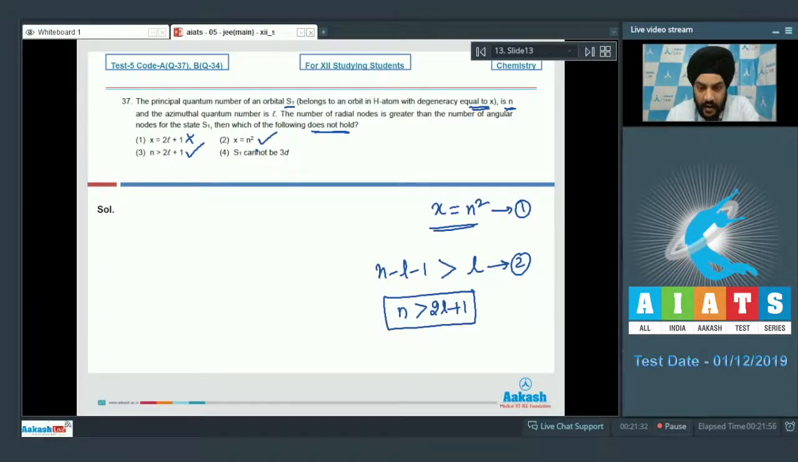And if you look at the last statement now, S1 cannot be 3d. So students, if we talk about 3d, we have n equal to 3 and the value of l is equal to 2. If we put this n and l value in the above condition, we can clearly see that this is not satisfied. So this is also a correct statement. It says that the state S1 cannot be 3d as it does not satisfy the given conditions. So statement 4 is also correct. So students, for this question, we have to select that statement which is not true and we have to mark the first option as the correct answer. Let us look at the next question now.